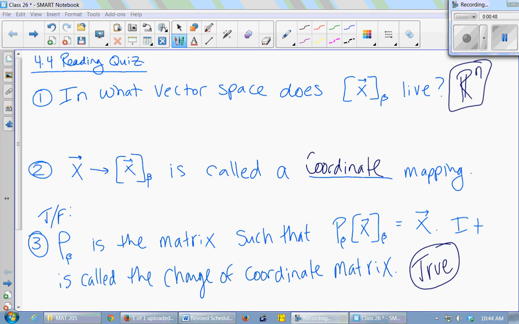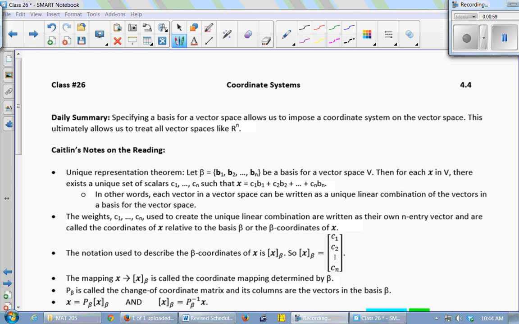I was going to ask you to fill in the name of the change of coordinate matrix, but then I couldn't remember it. I had to look it up, so I was like, we'll make it easier. Okay, so I found this reading and section particularly difficult. I don't know if you guys did.